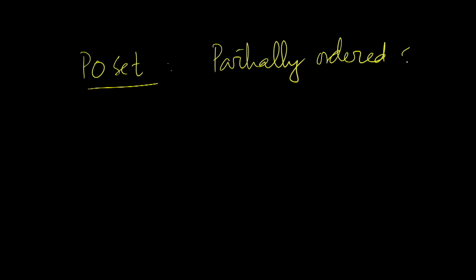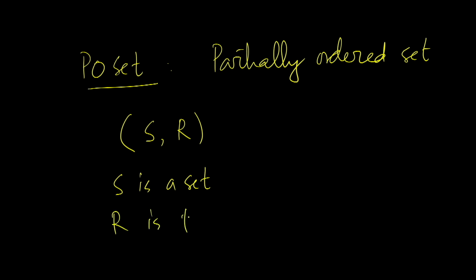A poset for short stands for a partially ordered set. A poset is an ordered pair (S, R), where S is a set and R is a partial ordering relation on S. This ordered pair is what is called a poset.